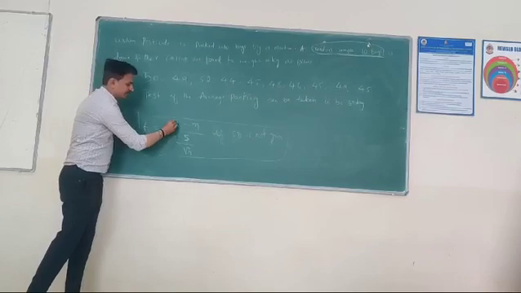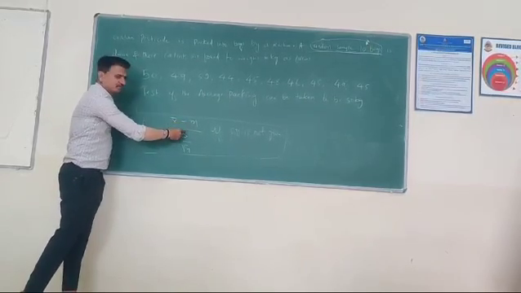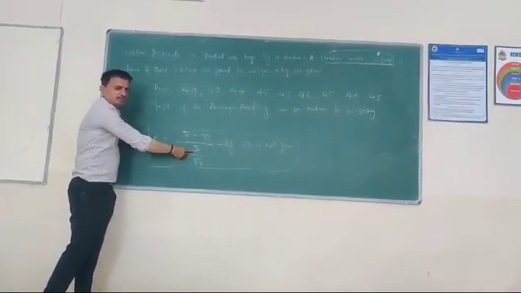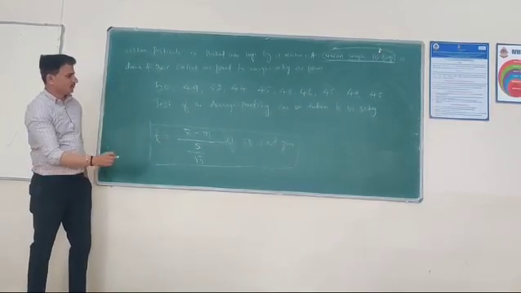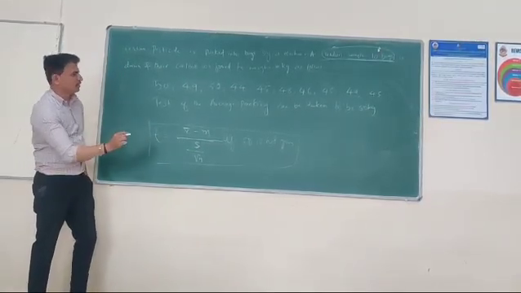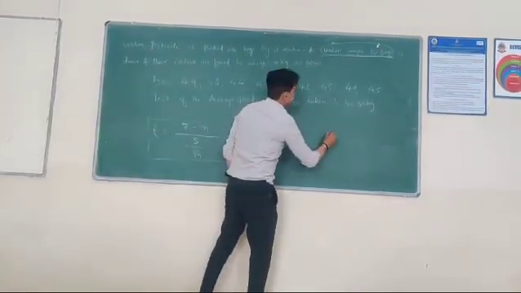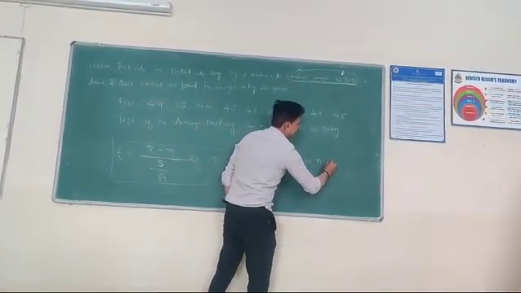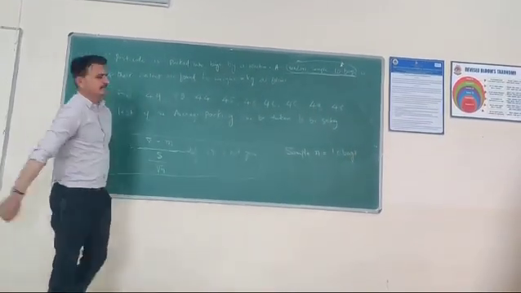That is nothing but X bar minus mu, where X bar is sample mean and mu is population mean, whole divided by S, which is standard deviation, divided by square root of N. See here, what are the things they have given here? How many number of bags are given? 10. A sample of 10 bags. That is N. So in this story we got N.